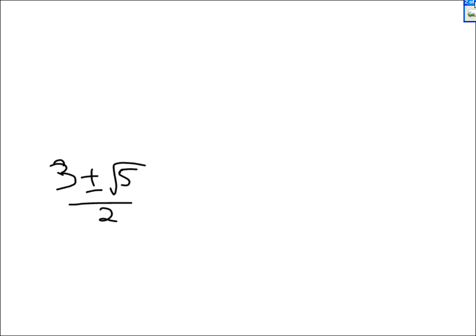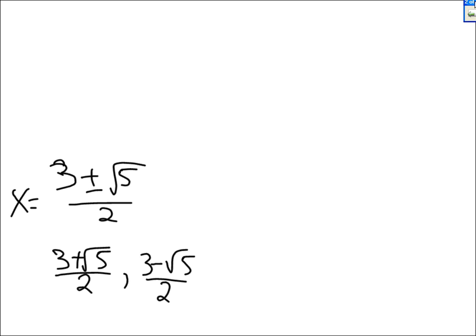That you can leave, you can leave your answer just like that. Why? Because you really can't add 3 and the square root of 5 and divide it by 2. And you can't really subtract them. So there's no real point in doing it that way.